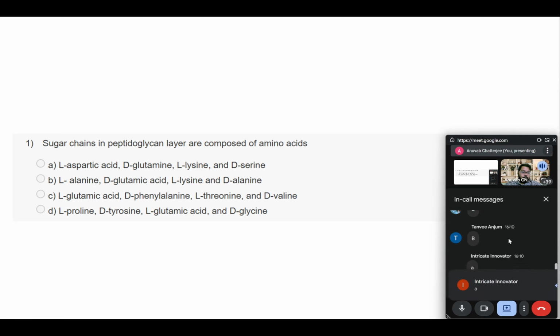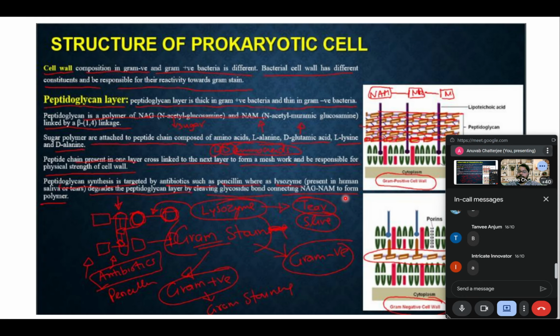Okay, so everyone has answered B, that it is L-alanine, D-glutamic acid, L-lysine, and D-alanine. Integrity Innovator has answered A, which is L-aspartic acid, D-glutamine, L-lysine, and D-serine. So let us quickly look into it.